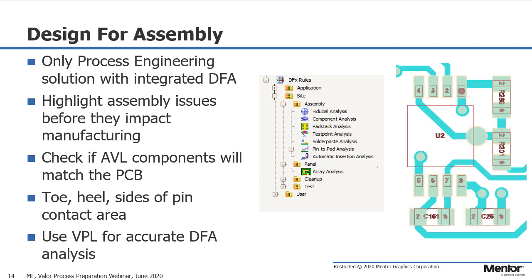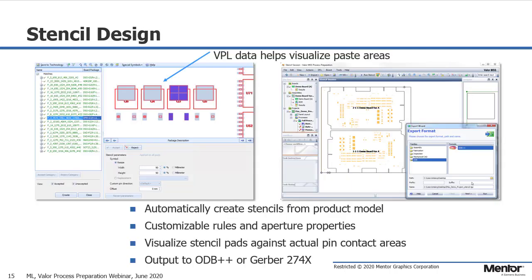Valor has always been known for world-class DFM analysis, and process prep has an assembly-focused module containing all common assembly checks, such as component-to-component analysis, fiducial analysis, and pin-to-pad analysis, to name a few. These DFA checks are there to ensure that assembly issues are found before products make it into production.